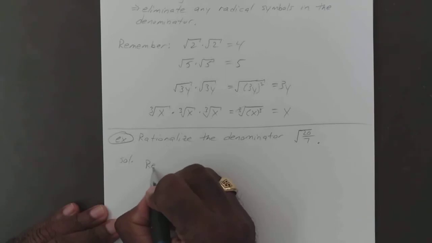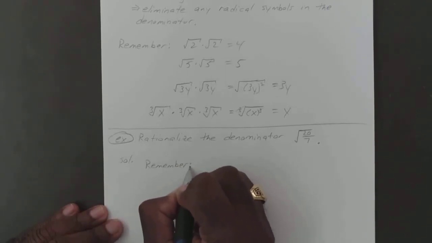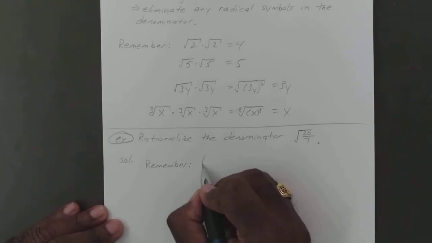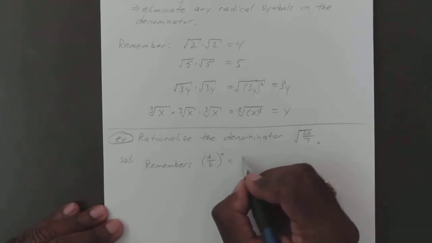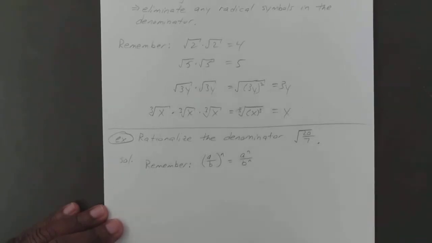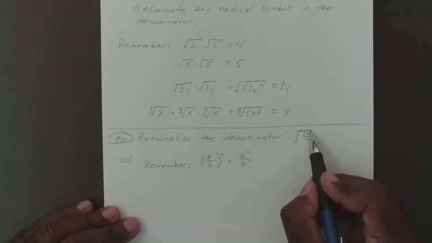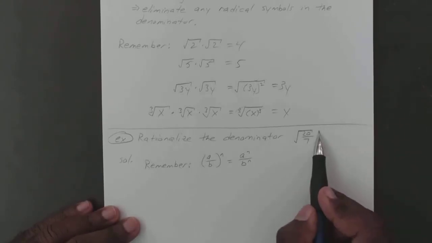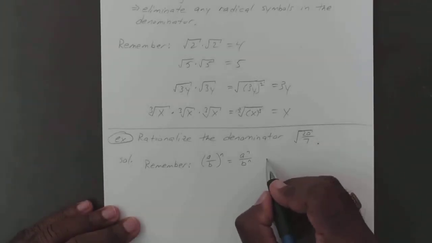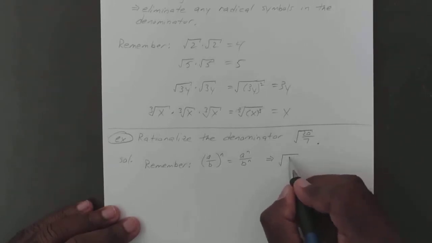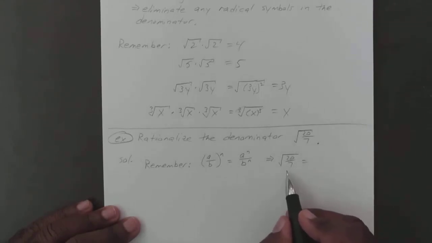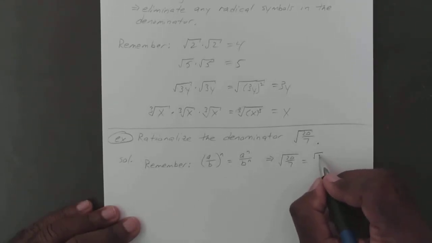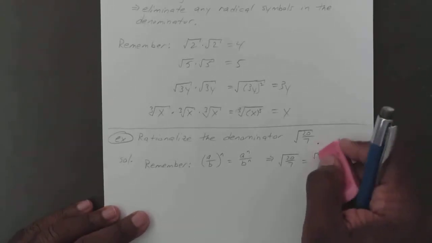Now remember, if you have, let's say, a over b to the nth power, that's just a to the n over b to the n. So remember, this is just 20 over 7 to the 1/2 power. So if you have the square root of 20 over 7, that's just going to equal 20 to the 1/2 power over 7 to the 1/2 power, or square root of 20 over square root of 7. So clean that up some.